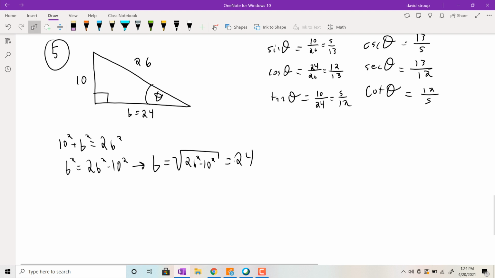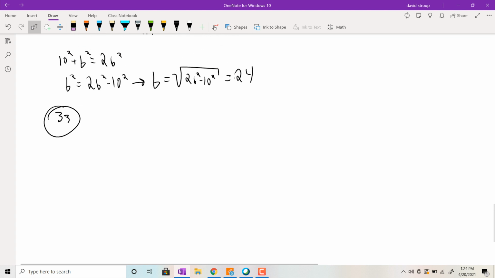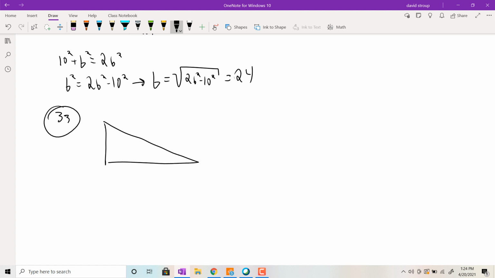Let's look at number 33. So again, this is another problem. They'll give you some information. It's not quite like the last one, but let's take a look anyways. So we have 16, and we want to figure out C. They give you some information, you have to figure out this unknown side, and they tell you this angle is 23 degrees. So you can use your trig functions to figure out C.